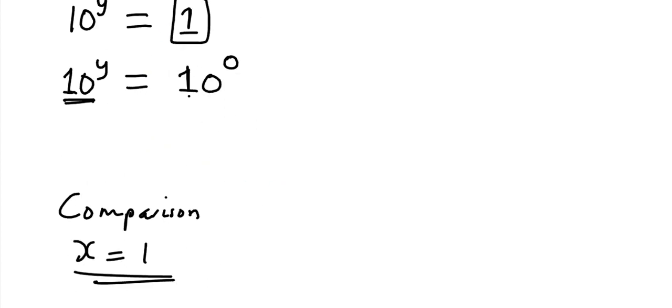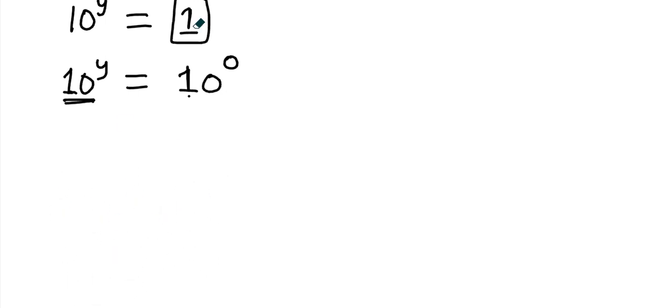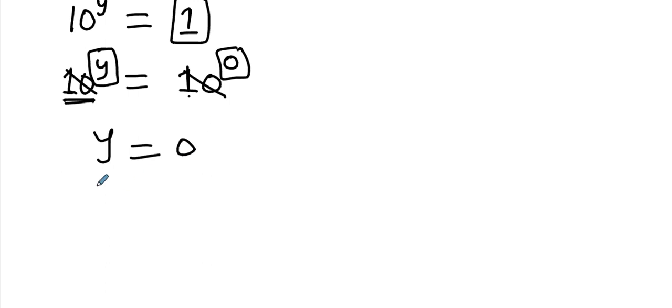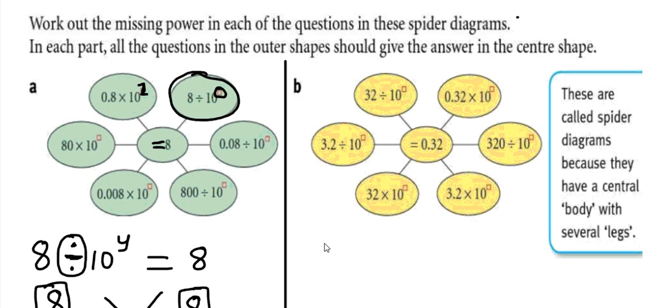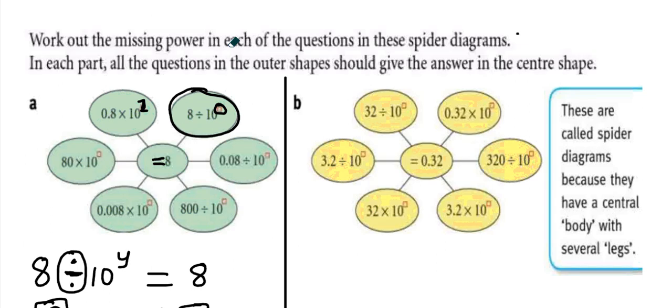Okay? So now, when you reach over here, you do comparison. 10 and 10 are the same. You cancel them, and then you consider that y equals 0. See that? So the missing power in this case is 0. So here you write the missing power is 0, and this was 1.